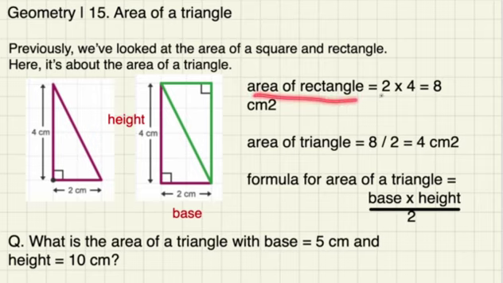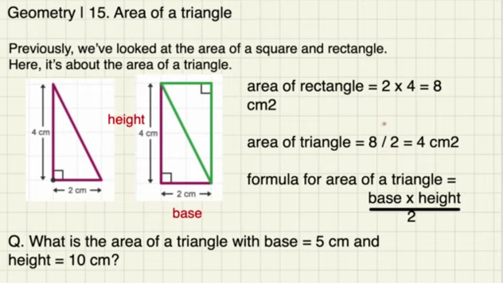So the area of the rectangle is 2, which is the base, times 4, which is the height, which gives us 8 centimeters squared. This 2 here is supposed to be a superscript up there, so please forgive that little problem of trying to get the superscript. So if this is the area of the rectangle, what is the area of the triangle? Because this rectangle is double the size of the triangle, all we need to do is to halve it, to divide it by 2.